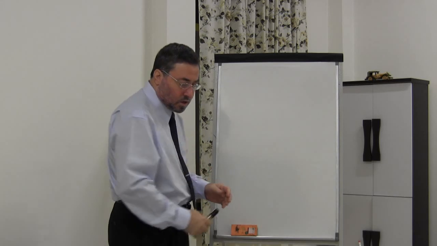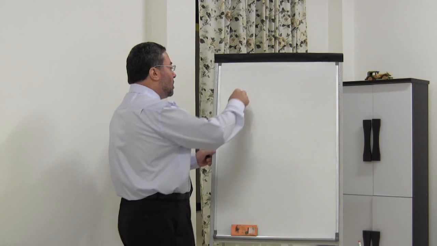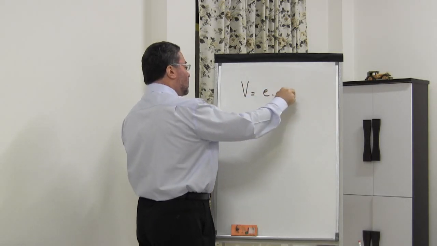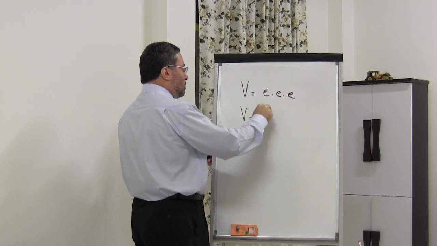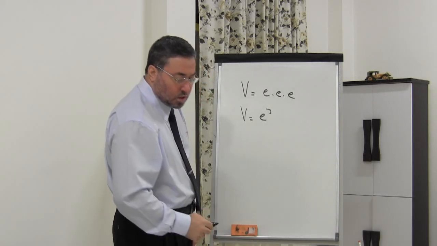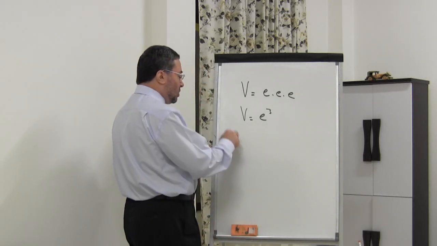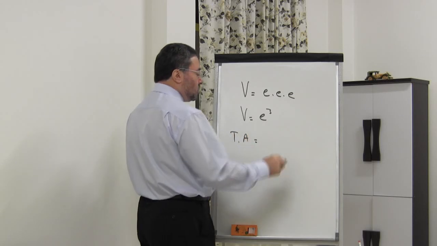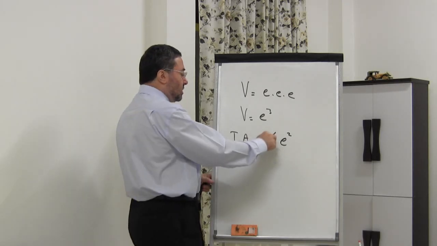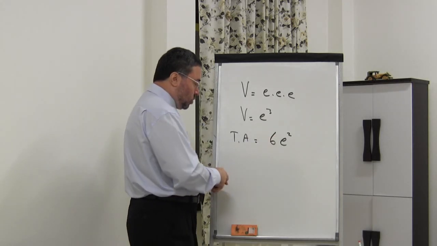Next is number 45. Here we have a cube, and the side of the cube is given to be E, and we need to find an expression for the volume of the cube. So the volume of the cube is equal to E times E times E, and that will be E cubed. The next question is find an expression for the total surface area of the cube. So the total area equals E squared, that's the area of one surface, times 6, and that will be the total area of the cube.